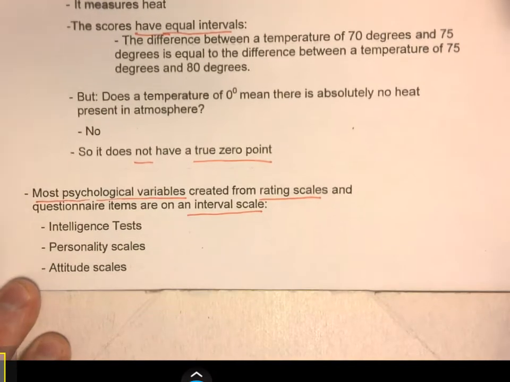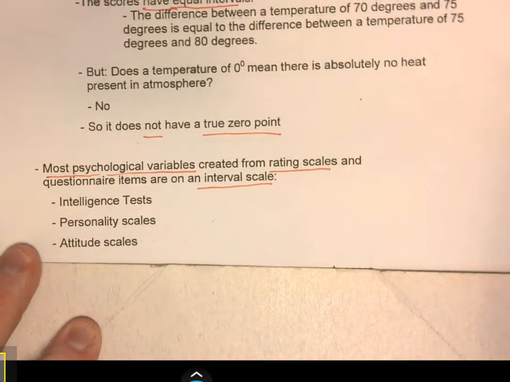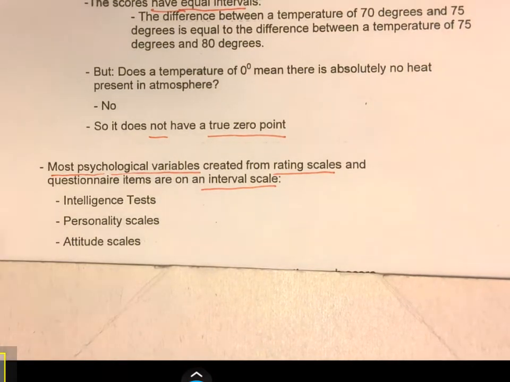I said that interval scale of measurement is a good thing. We're going to see in a minute we have a lot of statistical procedures that you can use to analyze data if your dependent variable is on an interval scale of measurement. Lucky for us, most psychological variables that are created using rating scales and questionnaire items are on an interval scale. Most researchers assume that they are.